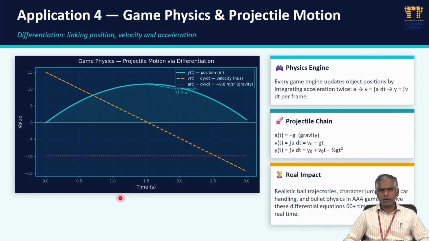So the real impact is realistic ball trajectories, character jumping arcs, car handling and bullet physics in AAA games, all solving these differential equations 60 plus times per second in real time. So here also we are seeing very clearly in the game physics and projectile motion, the differentiation and integration concepts are involved with respect to velocity, acceleration and displacement.